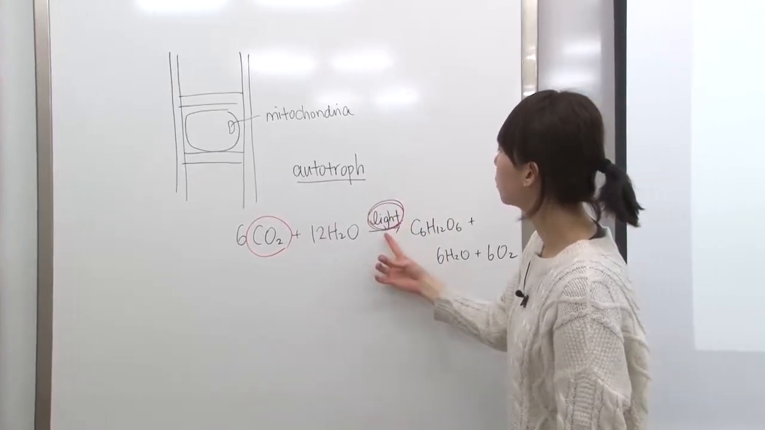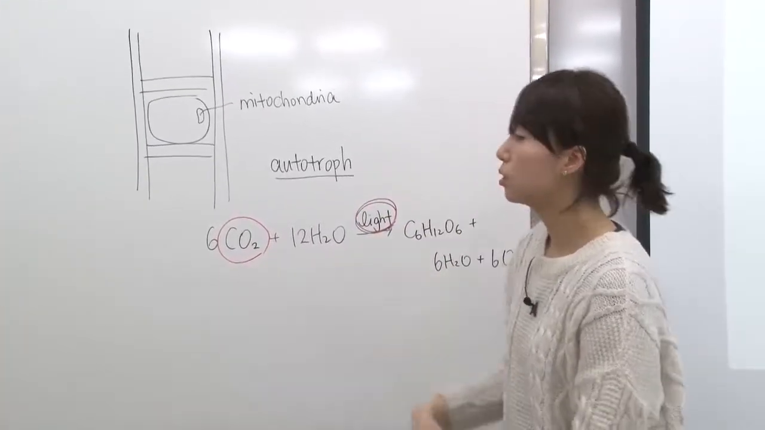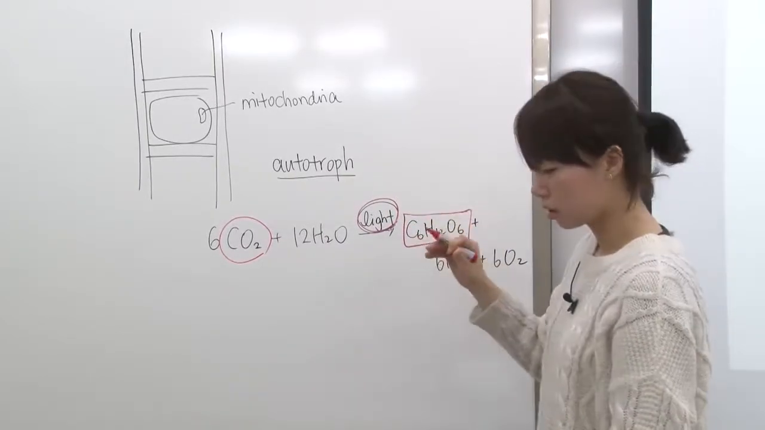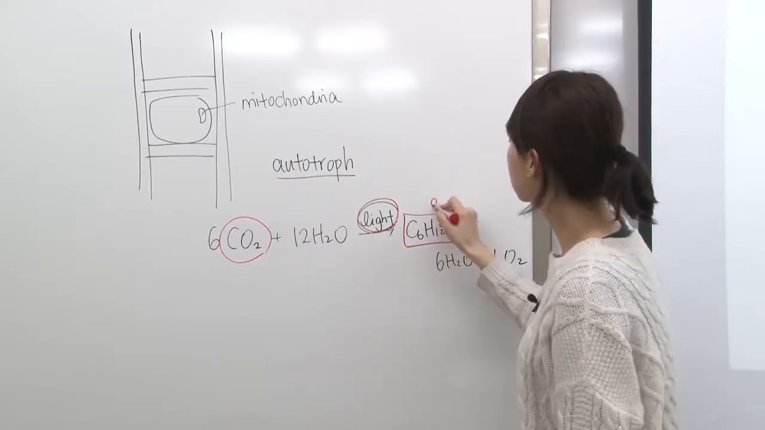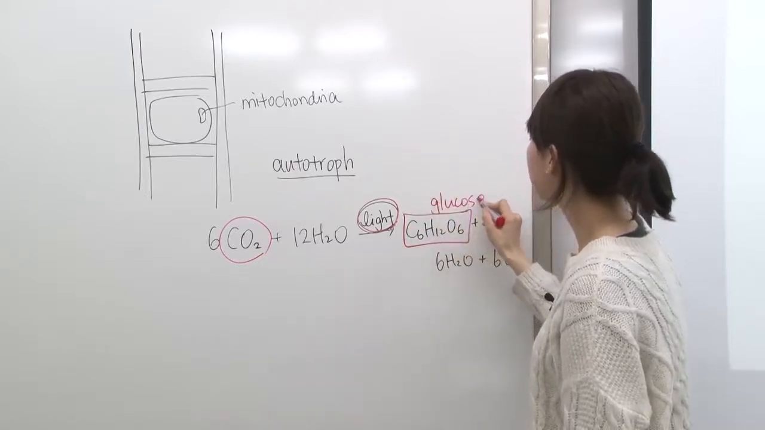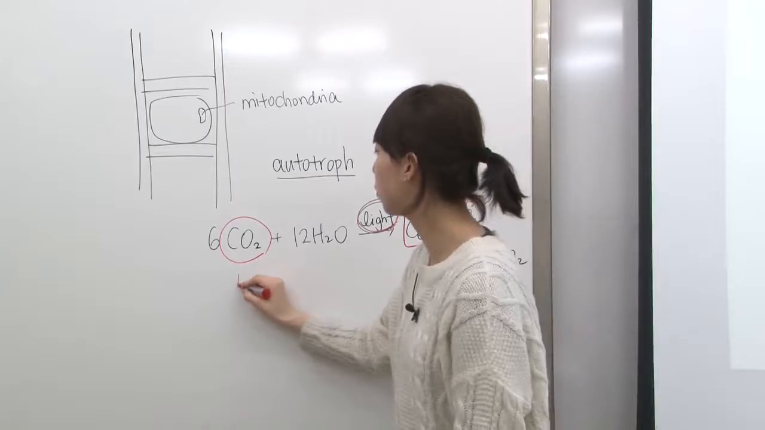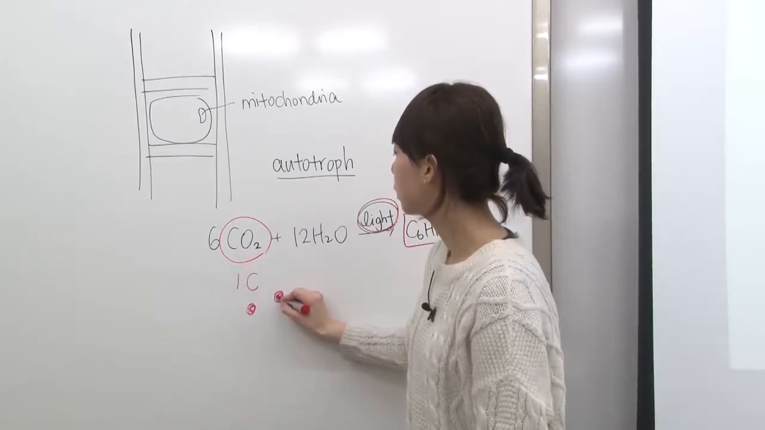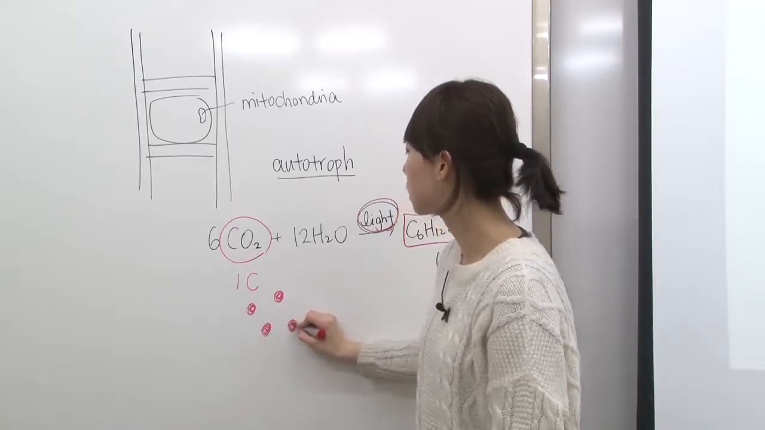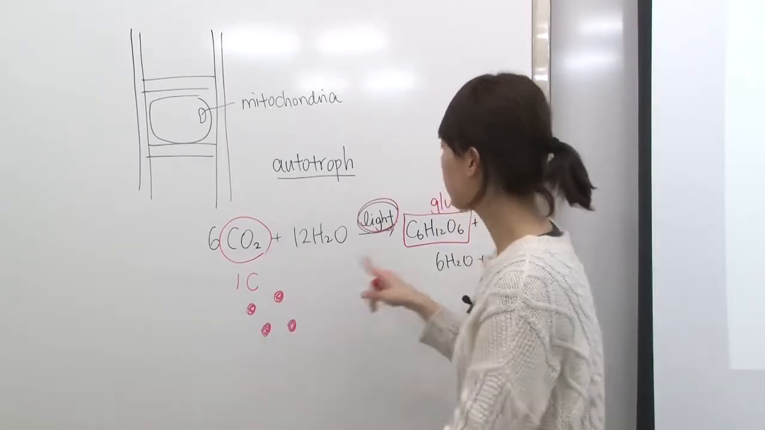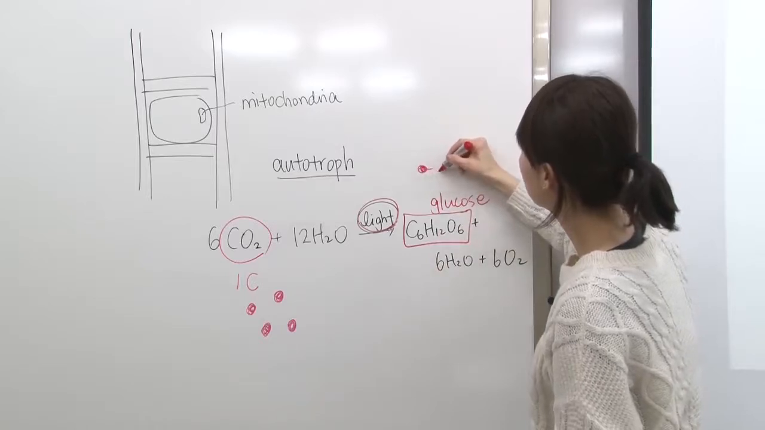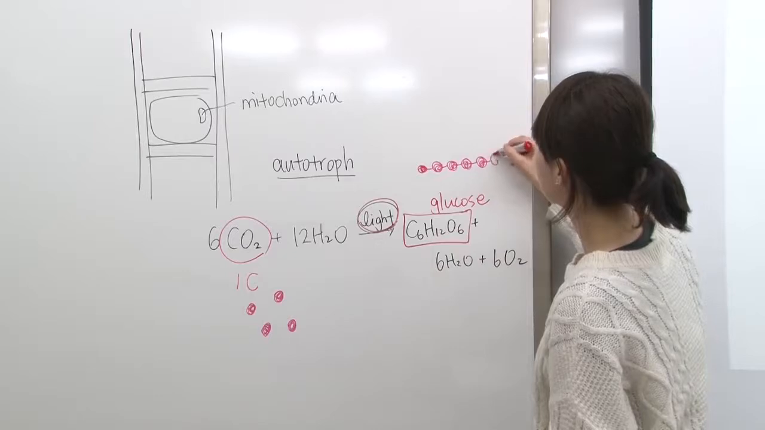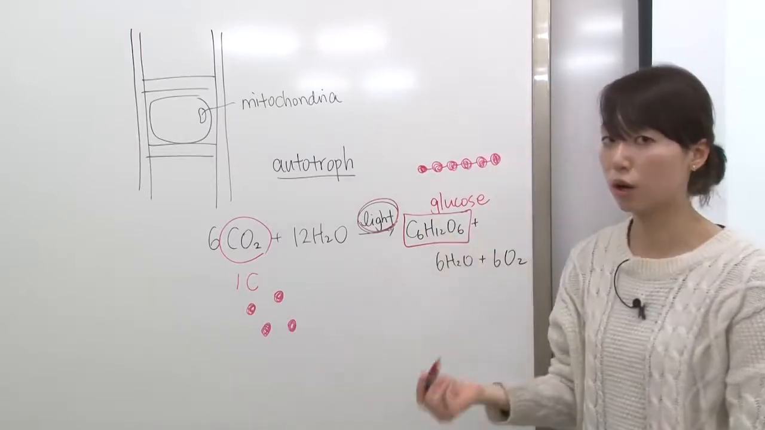So they absorb light and use CO2 to create a monosaccharide, which is glucose. Notice that this is one carbon, and then each carbon gets bonded to make 6 carbons like this, and this becomes a sugar, all right.